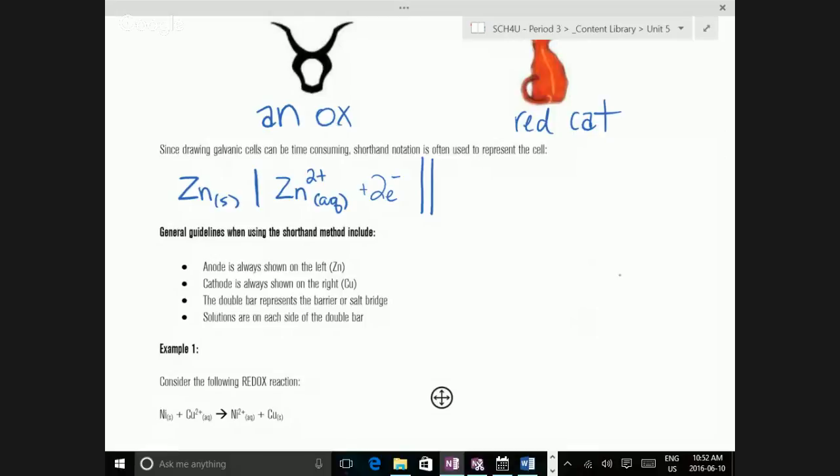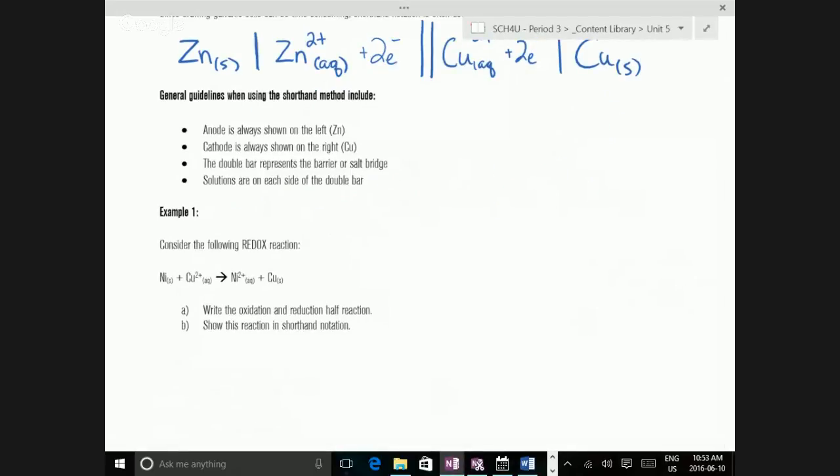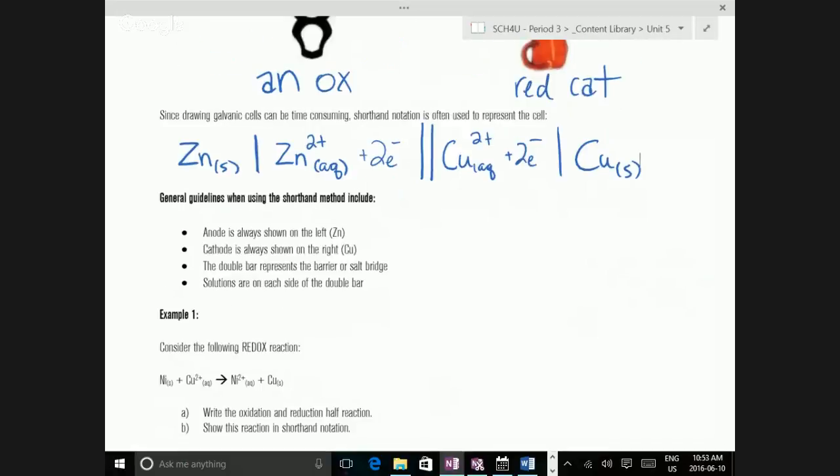What is the cathode in this case? Copper 2+ becomes copper. Yeah, good. And again, you will definitely see this sometimes written without the electrons. I typically write with the electrons. They use a nitrate for the salt bridge. That makes sense because the sulfate is not very soluble. Okay, that's the way we do it.